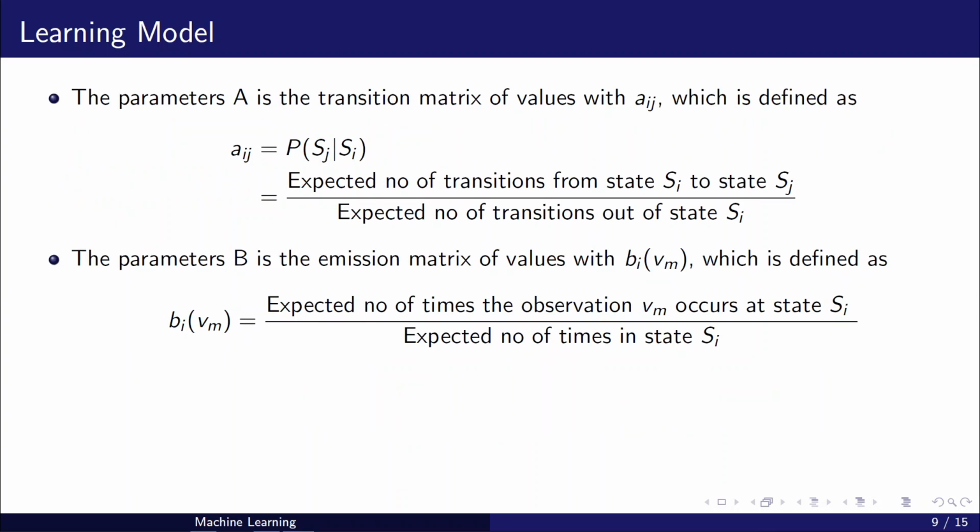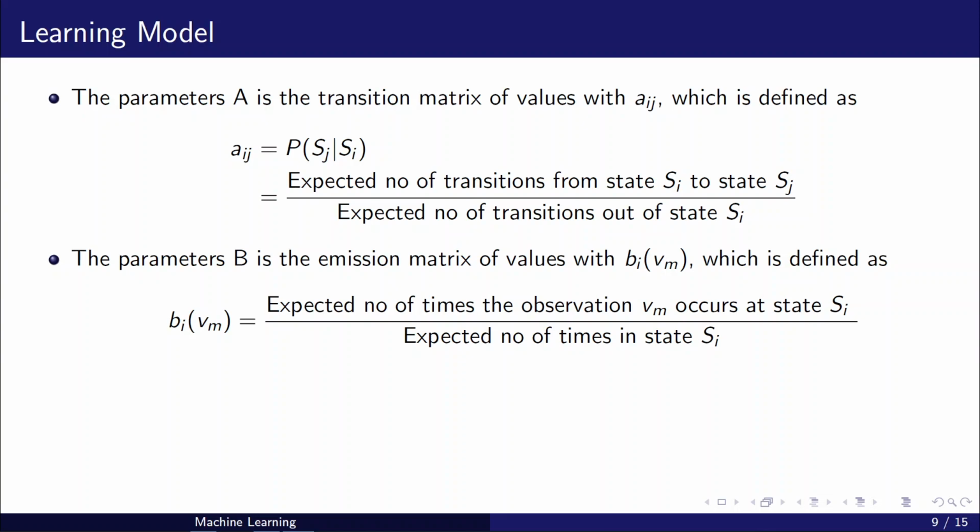Now the parameter B, which is the emission probability, is another matrix represented as Bi(vm), defined as: at state i, what is the probability that you observe vm. It is calculated as the number of times observation vm occurs at state i divided by the number of times you are in state i. Here also we will use the expectation. So the expected value of Bi(vm) is the expected number of times the observation vm occurs at state i divided by the expected number of times you are in state Si.